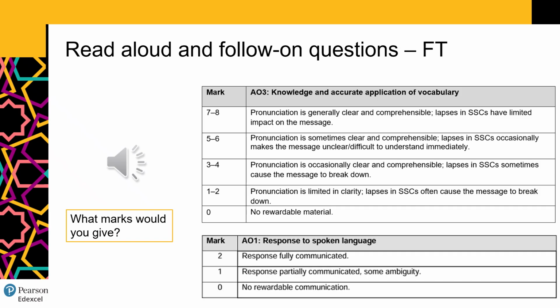Let's start with a foundation tier read aloud. Here you are intentionally not being shown the transcript as you listen, as this is to replicate the examiner experience. Having the transcript in front of you could prevent you from awarding marks correctly. The audio of a foundation tier read aloud passage is on this slide. As you listen, you need to look at the mark scheme on the slide or a printout and award a mark for the passage and a mark for each of the follow-on questions. The next slide is a transcript of what the student says.